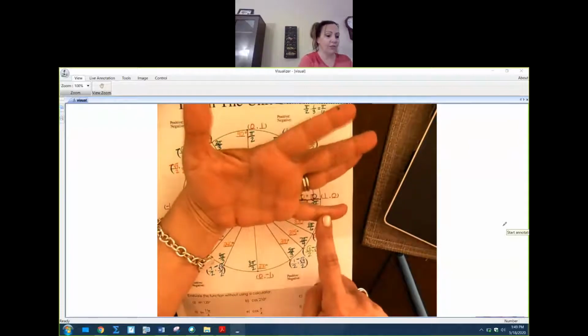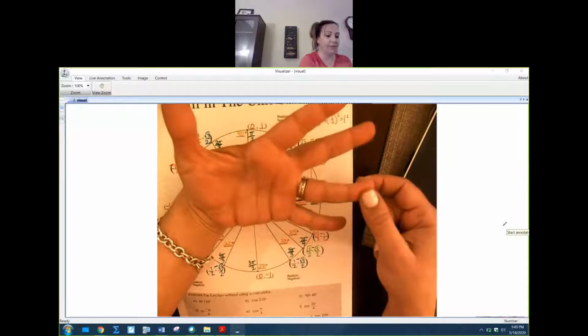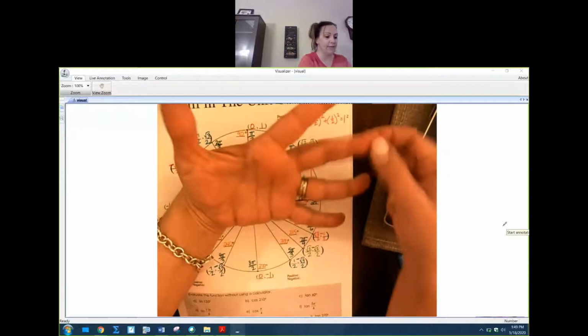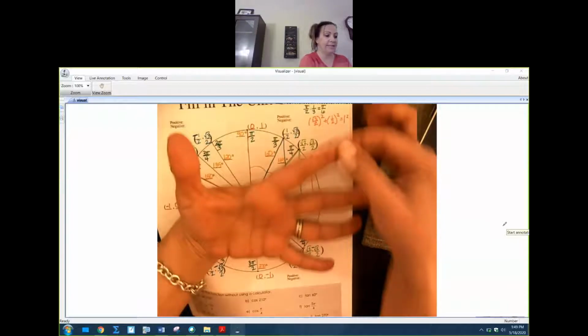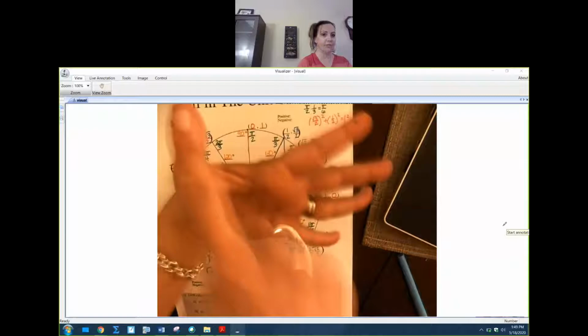Then this is your 30 degrees or pi sixths. This is your 45 degrees or pi fourths. This is your 60 degrees or pi thirds. And then this is the 90 degrees. So see how you have that nice little quadrant there? I'm sure your hands are cuter than mine.